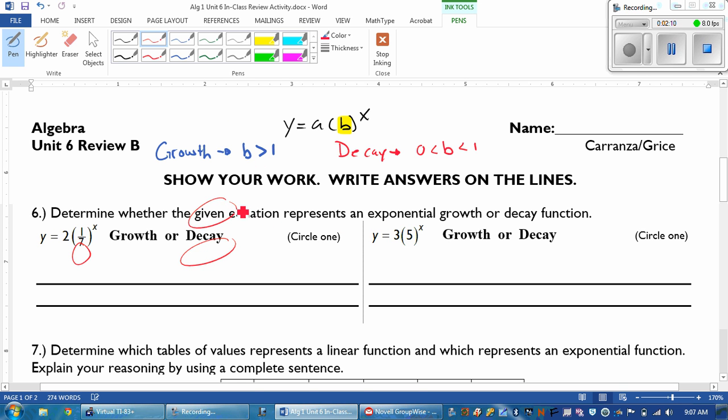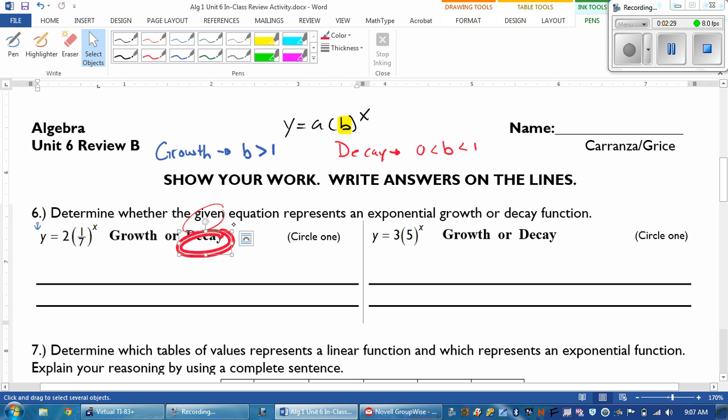I don't like how everything's moving on me. Now that I circle it there, it's fine. Okay, so it is decay. We're just gonna do it this way and move it to where I want it. It's not even letting me do it. Oh my gosh, this is weird.